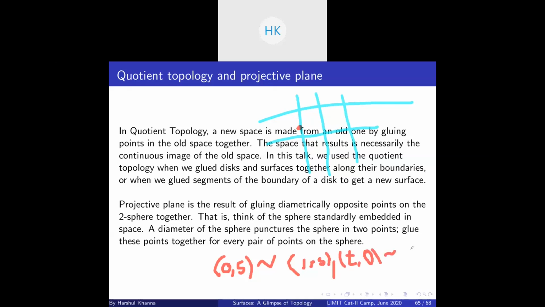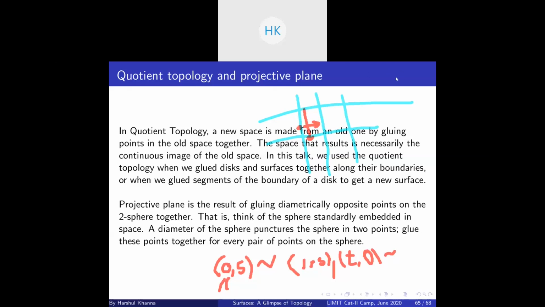I'll not write it right now. Any point, this is equivalent to this point, let's say, goes to this, and vice versa. And every point inside the unit square is equivalent to itself. So what you get essentially, when you glue these points, is the torus, as we have seen earlier. We just have given it a rigorous foundation now.